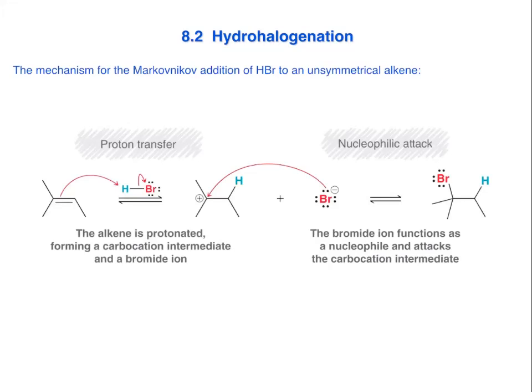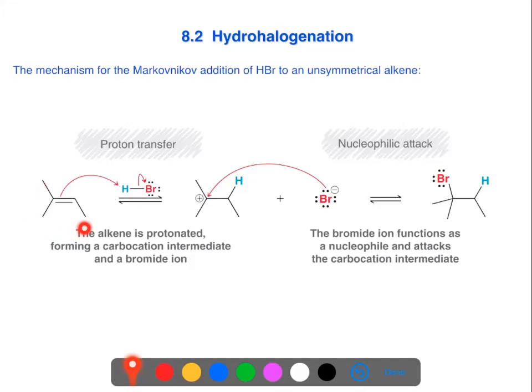So now let's look at the mechanism for hydrohalogenation, specifically Markovnikov addition. So in the presence of a hydrogen halide and an unsymmetrical alkene, the first step that we see in this general mechanism is the proton transfer. So again, the alkene is acting like a weak base. It's reacting with a strong acid. And so we have a proton transfer. We draw a curved arrow from the pi bond, and it's going to remove that hydrogen as a proton. So it's a proton transfer.